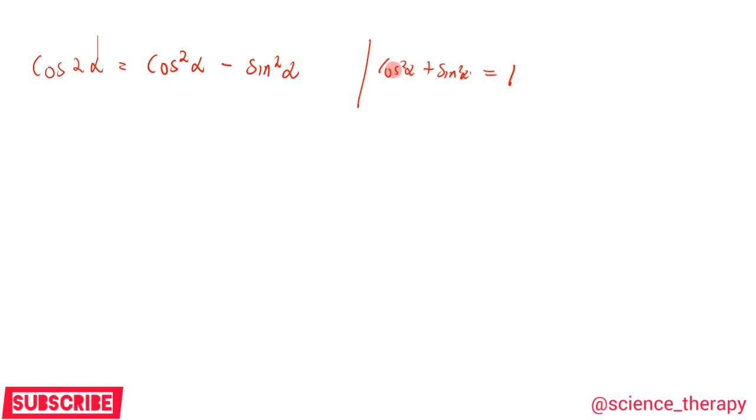Now we know that if we want to make, for example, cos squared alpha the subject of the formula, we'd have cos squared alpha is 1 minus sine squared alpha. And again, we said if we wanted to make sine squared alpha the subject of the formula, we'd have sine squared alpha, which is 1 minus cos squared alpha, right?